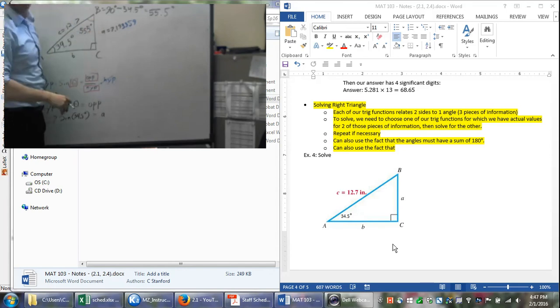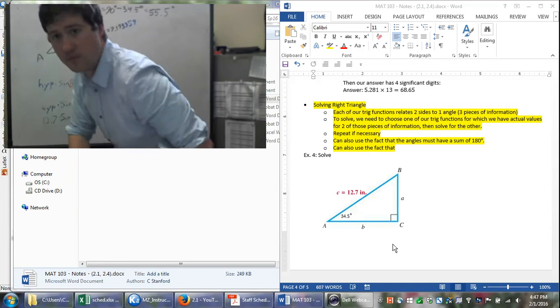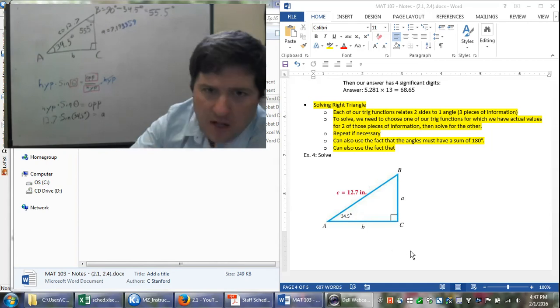That's why I don't like to make a big deal out of significant digits on your homework and stuff. I've had instructors that did that. It's just, I don't know. You should be focusing on things that matter, like learning your trig functions, not so much on these details.